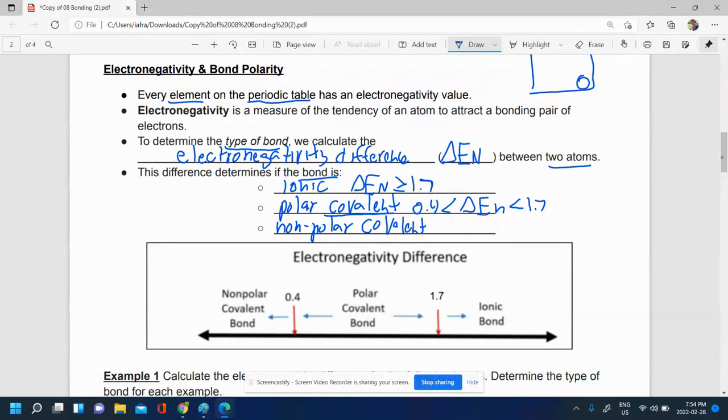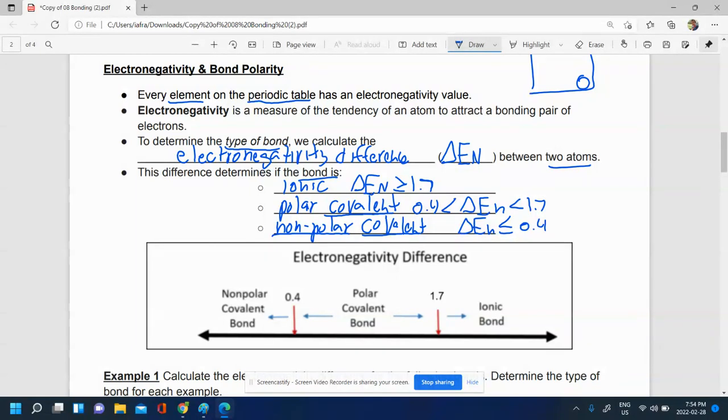And then lastly, for a non-polar covalent, that's where you have a share that's indicated by covalent, and the non-polar part indicates that it's an equal share. So the electronegativity difference between the two atoms is so small that they share the electrons fairly equally. And so usually you'll see that when the electronegativity difference is less than or equal to 0.4.